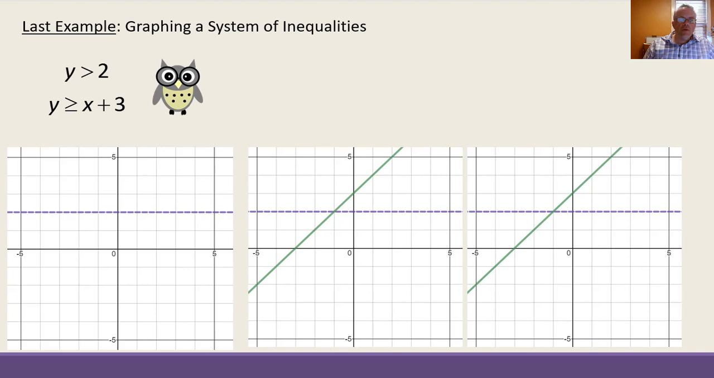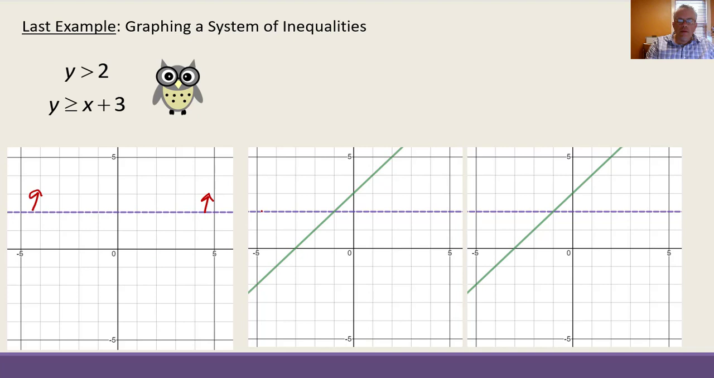Okay, let's try one more example. Here we have y greater than 2. Well, y equals 2 is a horizontal line, and this is purple dashed line. So we want above this line. Y greater than 2 means above 2.